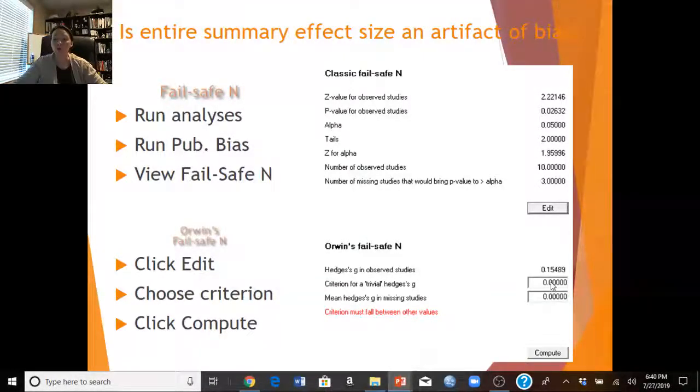We'll change it to 0.05 here in this area, and then we will click compute. And what this would give us is 6 studies here at the bottom. So what this would tell us is, of the missing studies out there, it would take 6 of them, if their g-value was 0, in order to bring our Hedges g down to a trivial effect size of 0.05.